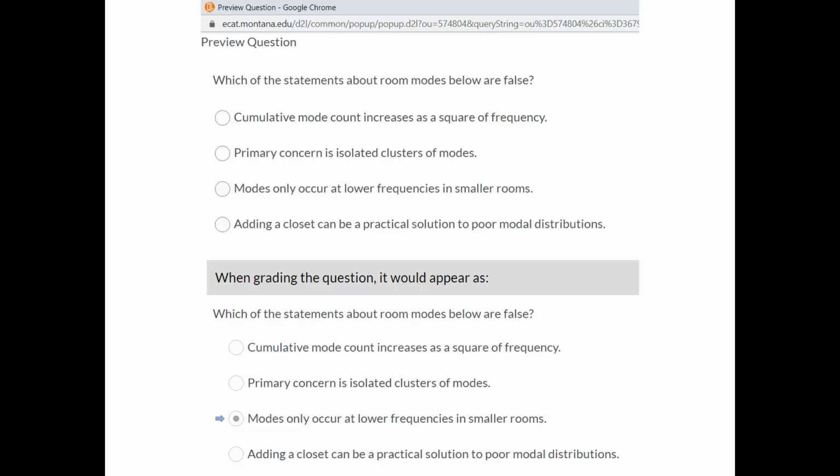So that question is, which of the statements about room modes below are false? There are 4 options. Cumulative mode count increases as a square of frequency. So down lower here we see the answer is the third one. That's the one that is not true about room modes. The primary concern is isolated clusters of modes, and adding a closet can be a practical solution to poor modal distributions. But modes only occur at lower frequencies in small rooms. That one is not true.